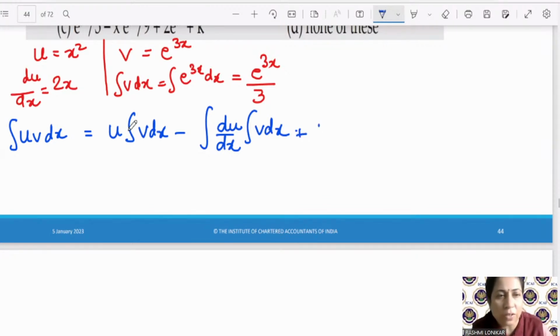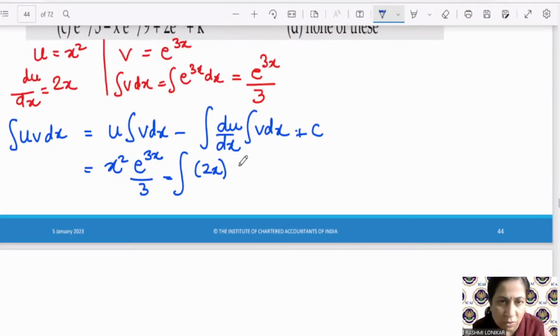Now here u is how much? u is x square. So x square times integral of v dx, which is e raised to 3x upon 3, minus integral of du by dx, which is 2x, times integral of v dx, which is e raised to 3x upon 3, plus c.